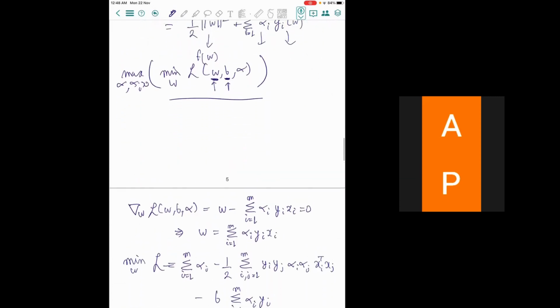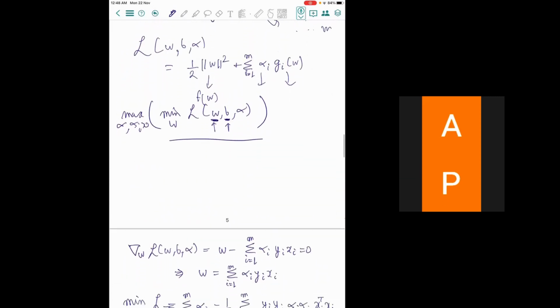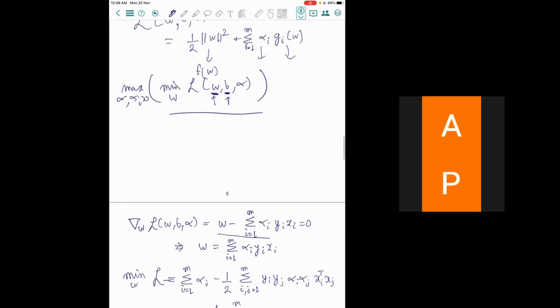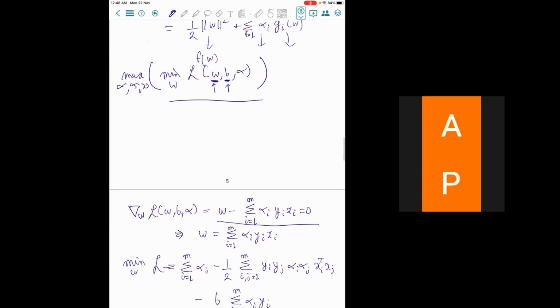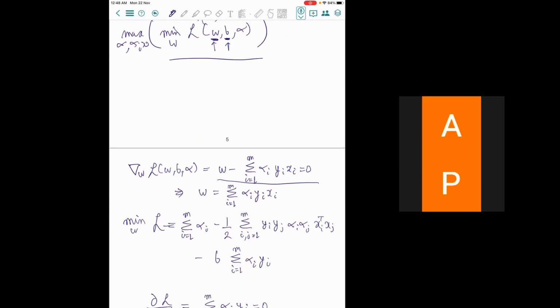First we take the derivative with respect to w. w is the slope part, like we said before. So we get this equation: w minus sum over i from 1 to m of alpha_i y_i x_i is equal to 0. Solving this, we get w is equal to sum over i from 1 to m of alpha_i y_i x_i. This is an extremum, and if you check the double derivative, you'll find that this is also the minimum. This is the value of w at which the Lagrangian takes its minimum.